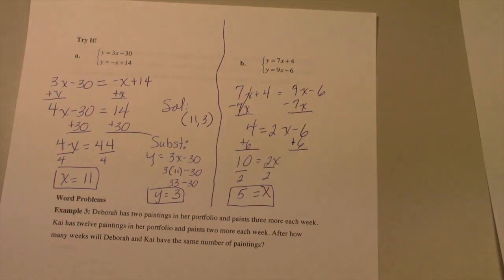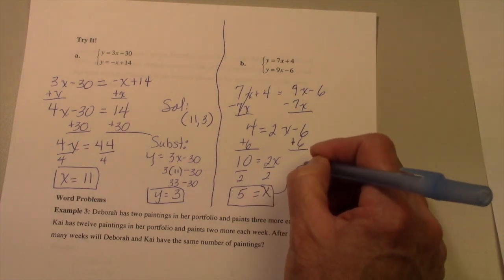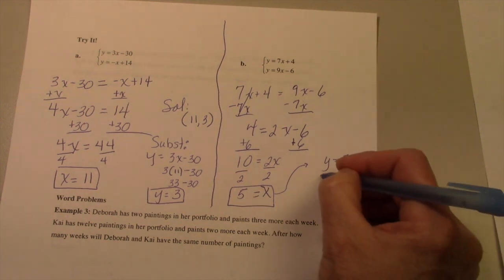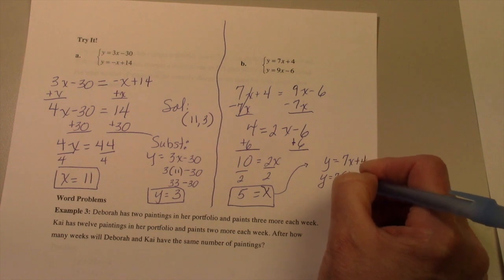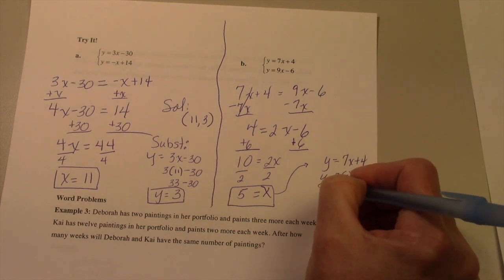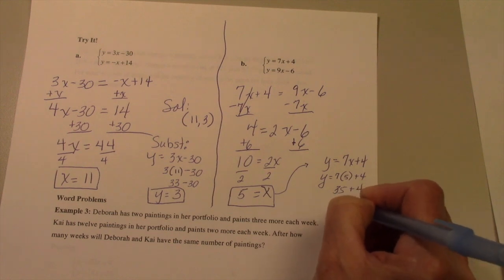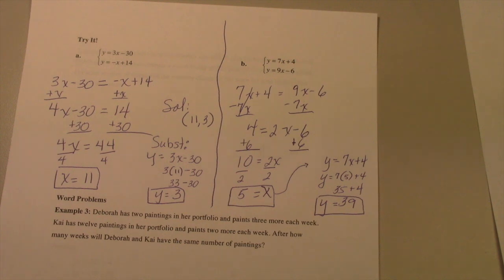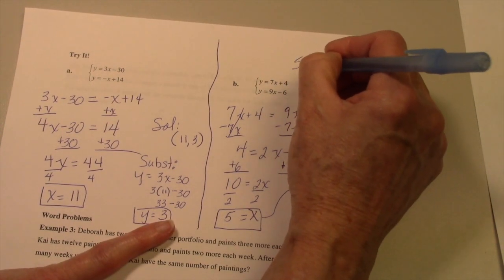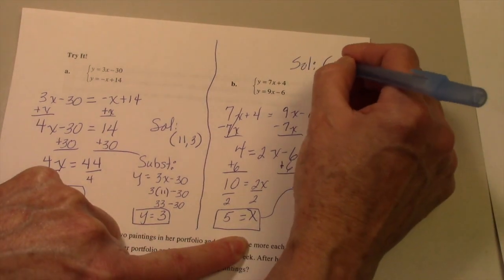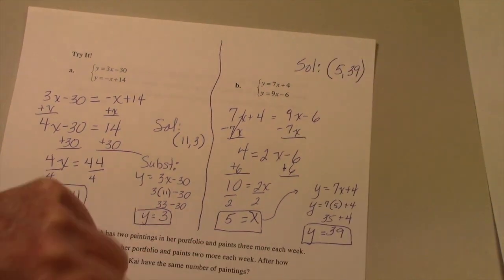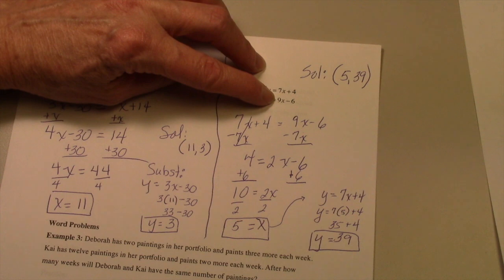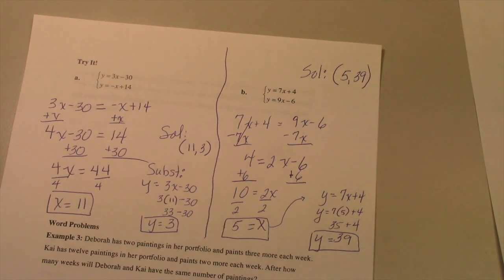Now I got to go find y. I'm just going to do the first equation. So go into here. Y equals 7x plus 4. So y equals 7 times 5 plus 4. 7 times 5 is 35 plus 4, 39. Y equals 39. Okay, you should really write the solution, then x is first, so it's 5, 39. And would it work in the second equation? 9 times 5 is 45, minus 6 makes 39. Works.